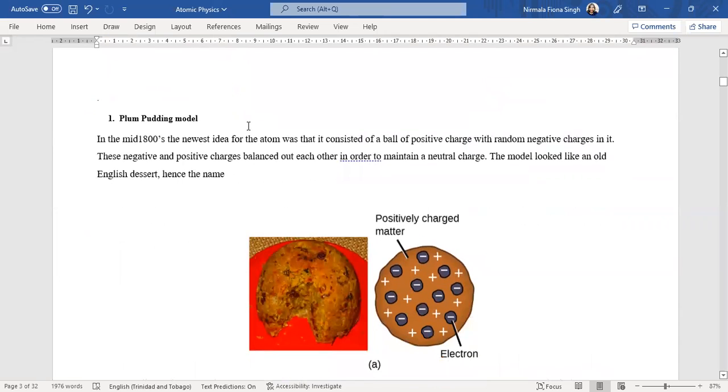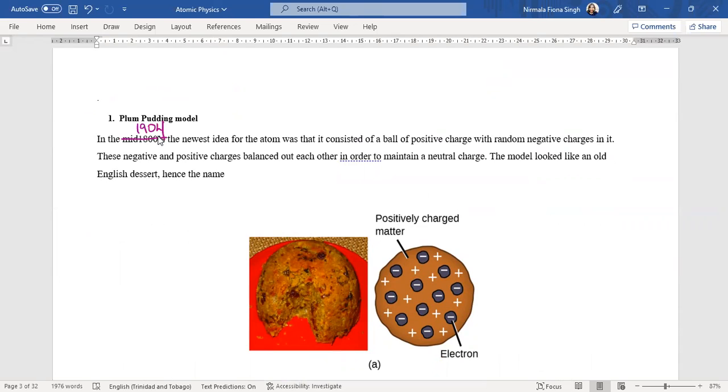So the plum pudding model, all right? I need to adjust this a little bit because I actually went and got dates this morning. This came out in 1904. All right, so 1904, that was our newest model. So that's 118 years ago. So let's say 120 years ago, we had no idea what the atom looked like.